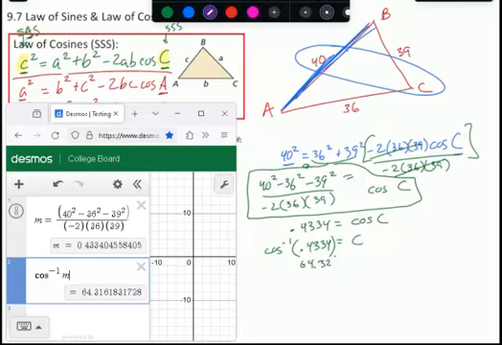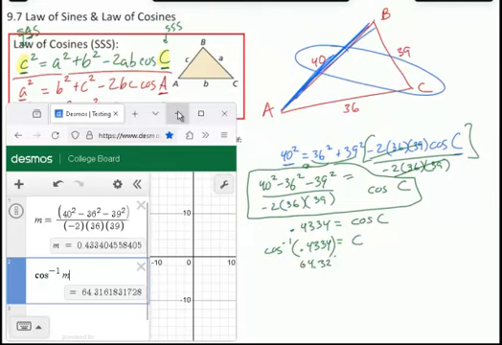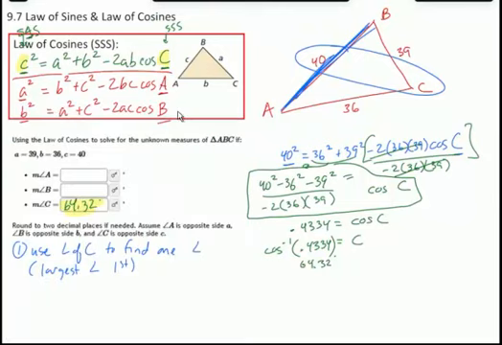Now, once you find that measure, so I found my first angle, you can either repeat this step and do this again. So if we repeat step number 1 for a different pair of angles or a different angle, either A or B, and solve that, that's one way that we can approach this.